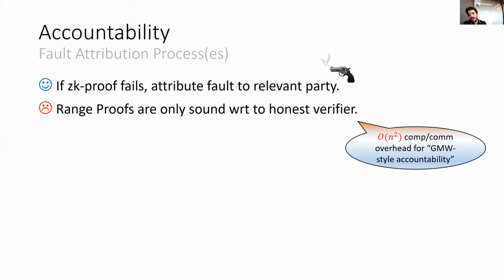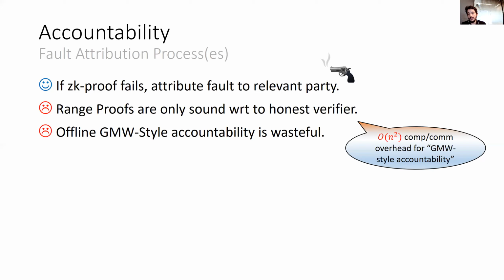So another drawback of GMW style accountability is that in the offline mode of operation, it requires that the party store the entire pre-signing transcript in memory in order to be able to identify the culprit. So GMW style accountability may be viewed as somewhat expensive and wasteful. For the second protocol, we do something much smarter, which is possible by slightly stretching out the pre-signing phase in terms of round complexity.